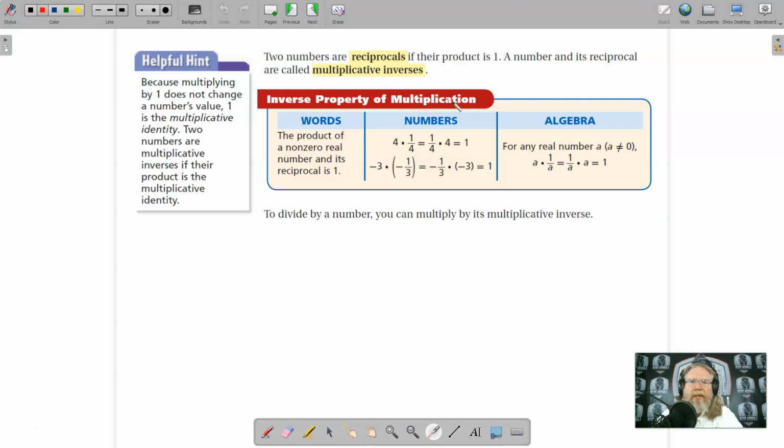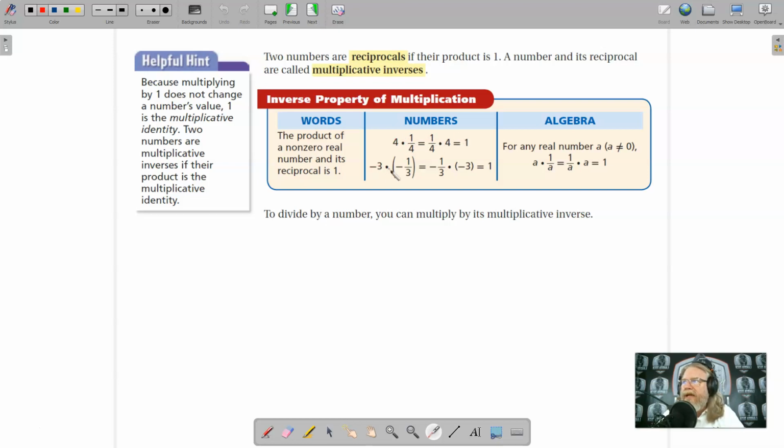So the inverse property of multiplication, we have an example here. In words, we say the product of a non-zero real number and its reciprocal is 1. Non-zero because it can't be a 0. So here we have 4 times 1/4 is equal to 1/4 times 4, and that equals 1. You can even picture 4 over 1 times 1 over 4. It's going to end up being 4 over 4, and any number over itself is equal to 1.